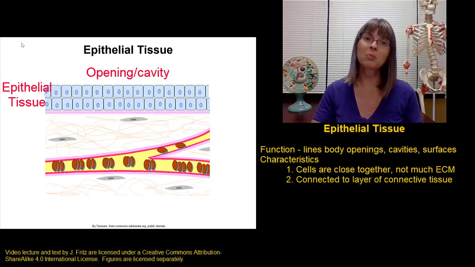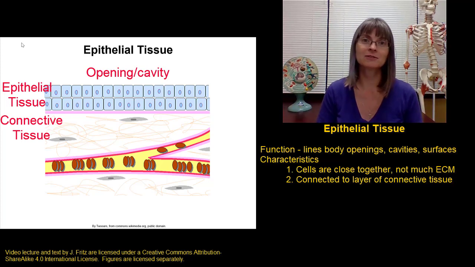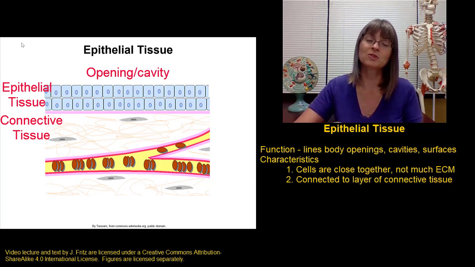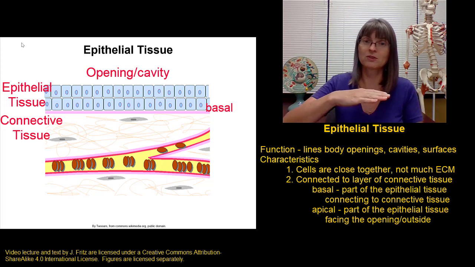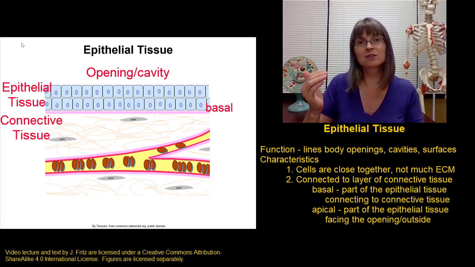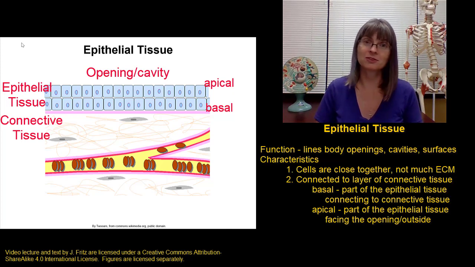Epithelial tissues are always supported by an underlying layer of connective tissue. So wherever we find epithelial tissue, it has to be held in place by a layer of connective tissue. The surface of the epithelial tissue that is connected to the underlying connective tissue is called the basal surface, sort of the connected or attached surface. The other surface of the epithelial tissue, that surface that's facing the opening or the outside, is called the apical surface of the epithelial tissue.